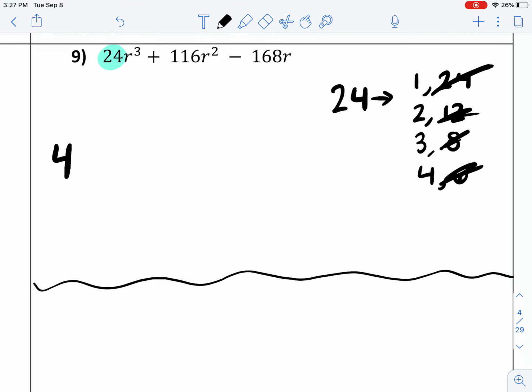So this is 4, and then I pick the smallest exponent. I've got r cubed, r squared, and then just r to the imaginary first. That is the smallest exponent, and that is what goes into our GCF.